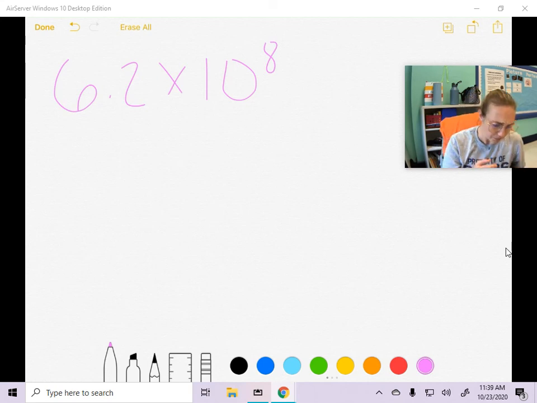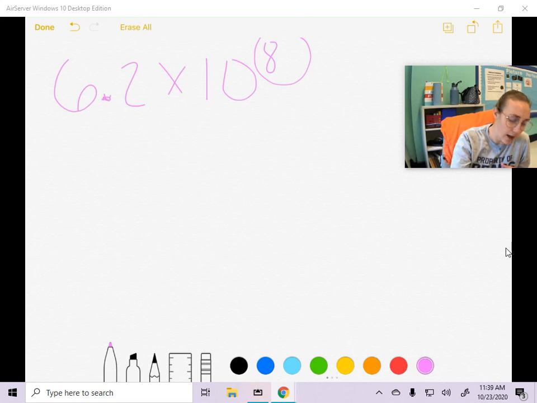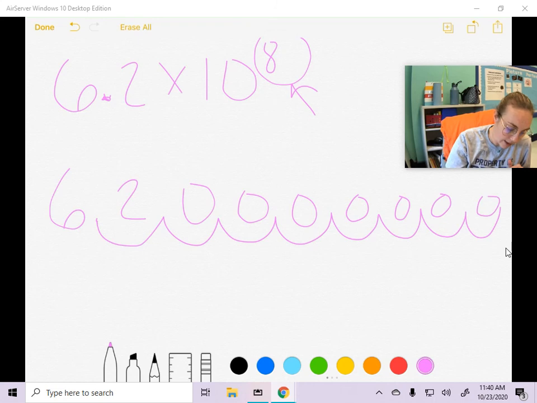So again, when you see this is positive, that means this number is going to be really big. So you have to move that decimal to the right to change it back into standard form. And you have to move it to the right 8 times because our exponent is 8. So let's put our decimal right here, and we'll go 1, 2, 3, 4, 5, 6, 7, 8. And we're going to add all these zeros in here. And then we can erase this as well.